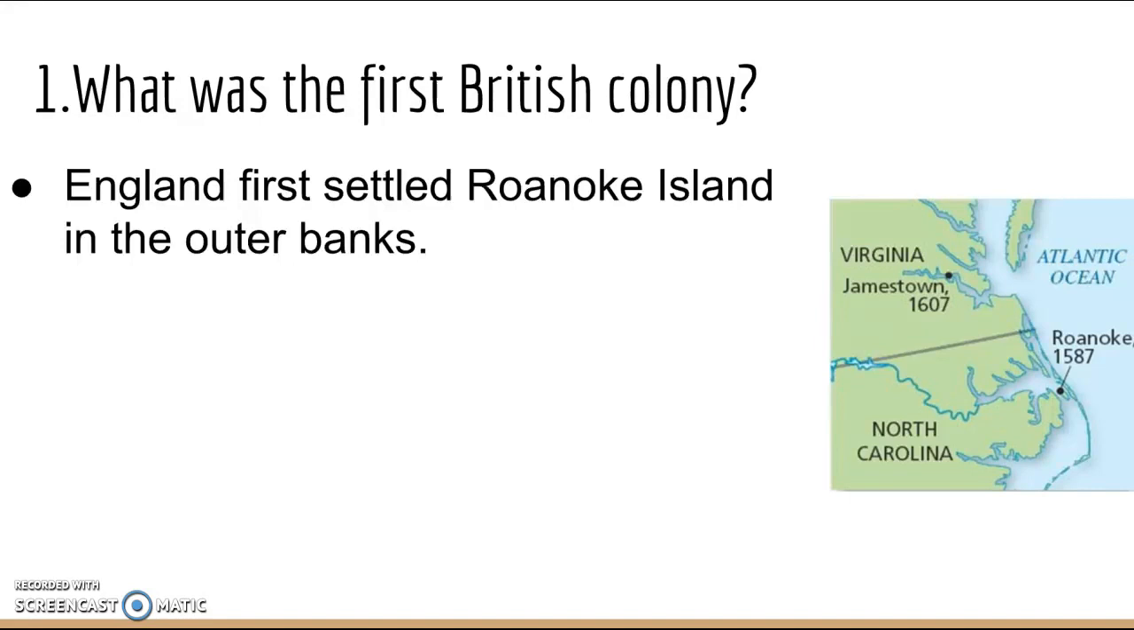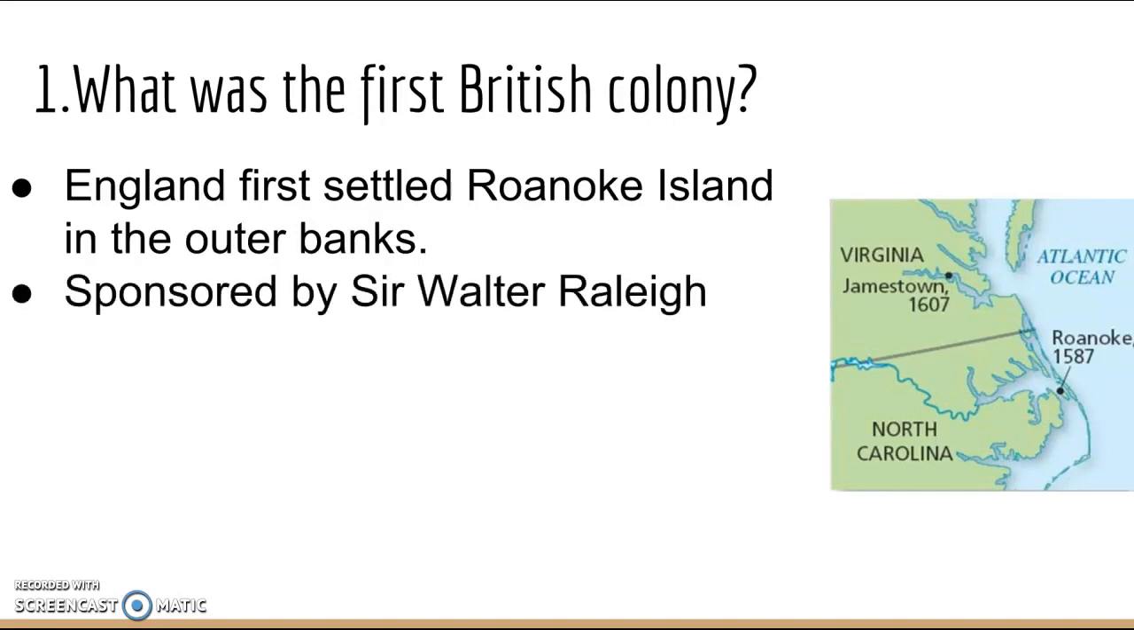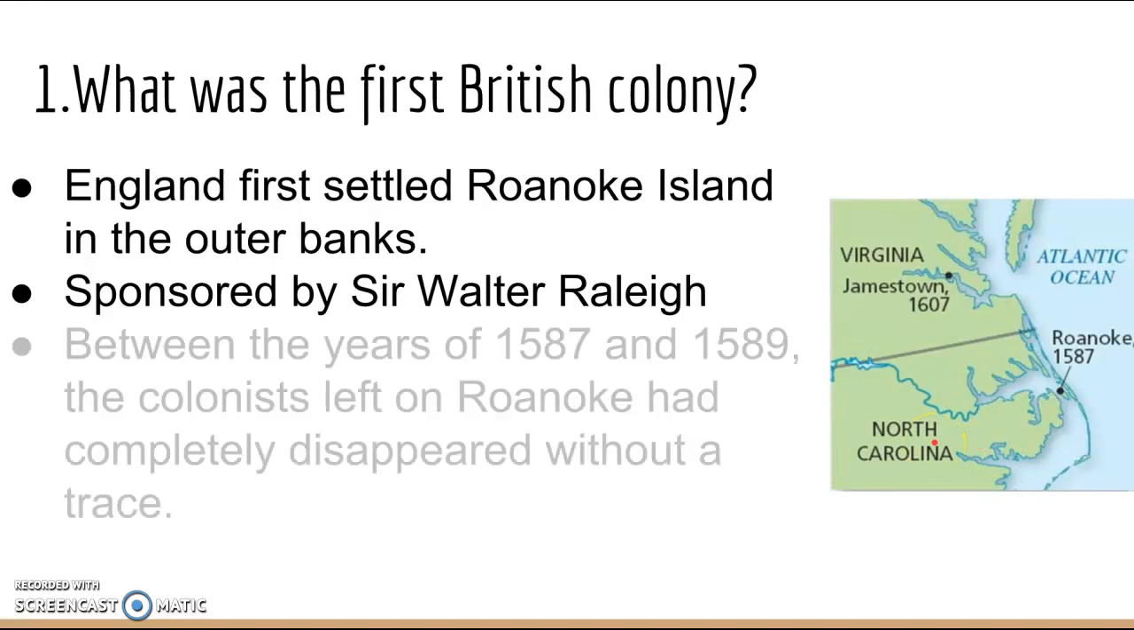So what is the first British colony? We've talked about it already, and you've probably heard about it at this point. You may have even visited it. The first colony that is established by England, specifically in the New World, is the Roanoke Colony, which is established in the Outer Banks of North Carolina over here.